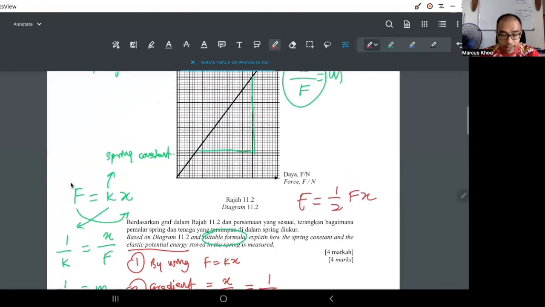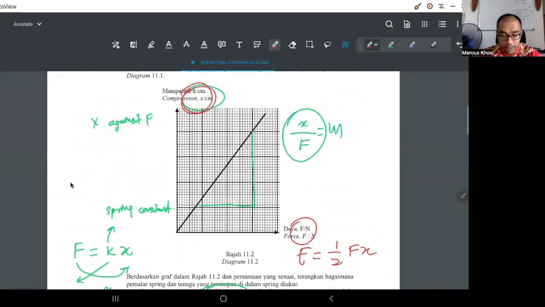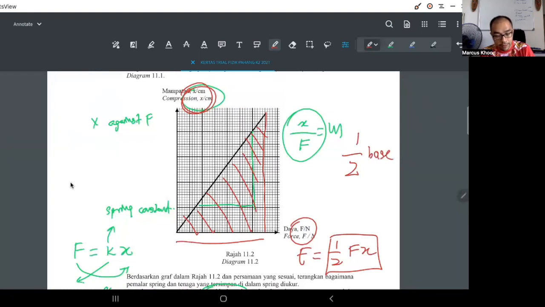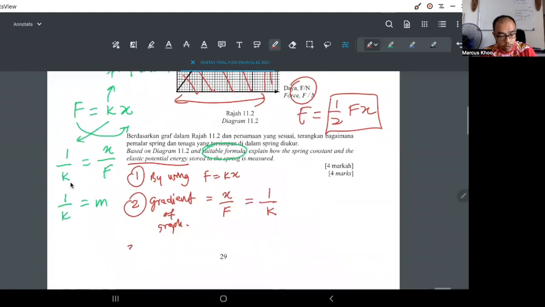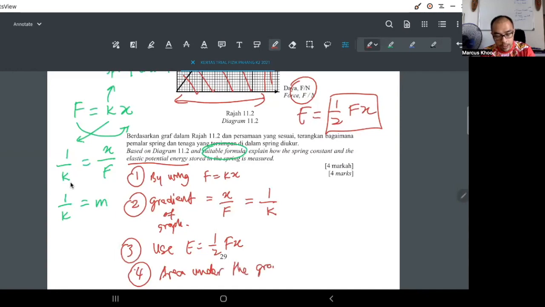Okay, and in this graph, F times X now will be the area underneath the graph. And if you think about it, half times F times X is actually 1 over 2 times the base, this is the F, times the height, which is the area under the graph. So point number 3, use E equals 1 over 2 Fx. And then point number 4, the area under the graph is actually half times base times the height, which is F times X, which equals the elastic energy. So that's how we will determine the spring constant and the elastic potential energy.